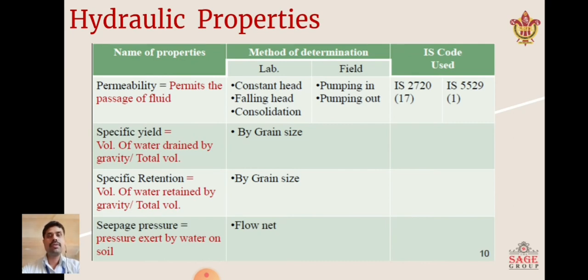Seepage pressure is the pressure exerted by the water on the soil, and that hydraulic property can be determined by the method known as flow net.